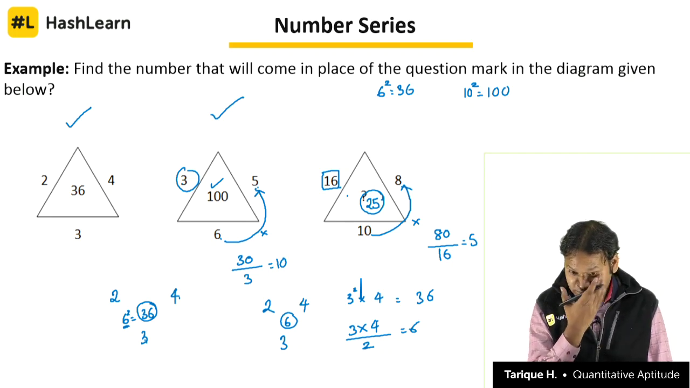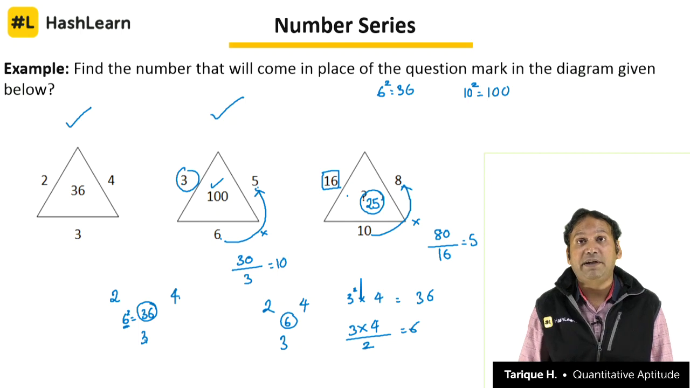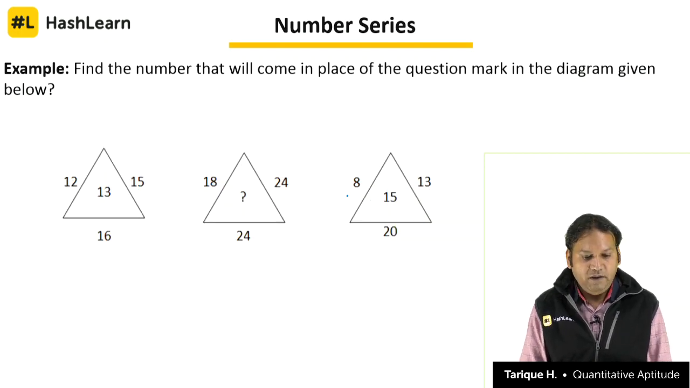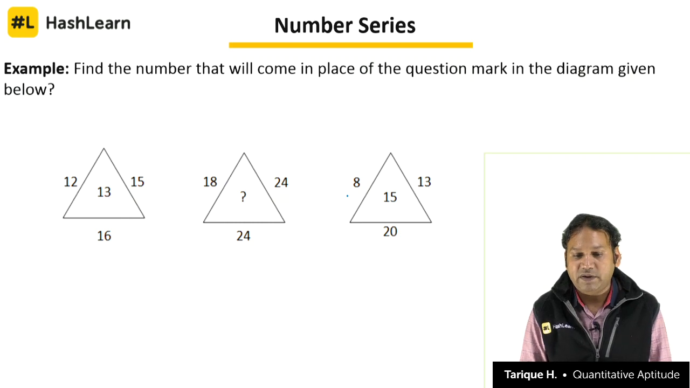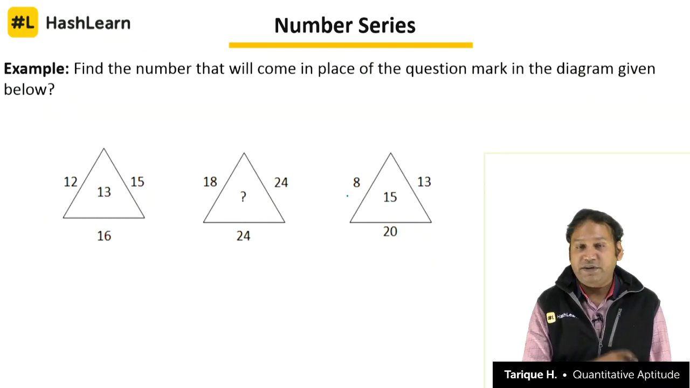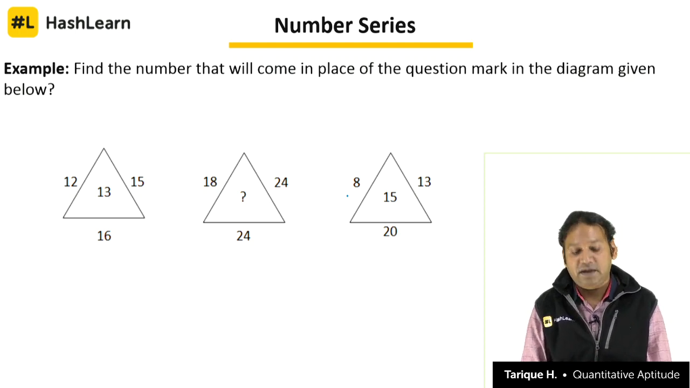Okay, now let's see what else can be tested in the examination when you get a question based on number grid puzzles. Let's look at this question here. Find the number that will come in the place of the question mark in the diagram. Same question is there. Triangle, we have 3 numbers outside, 1 number inside. So by now I'm definitely sure that it's clear to you कि क्वेश्चन में करना क्या होता है.